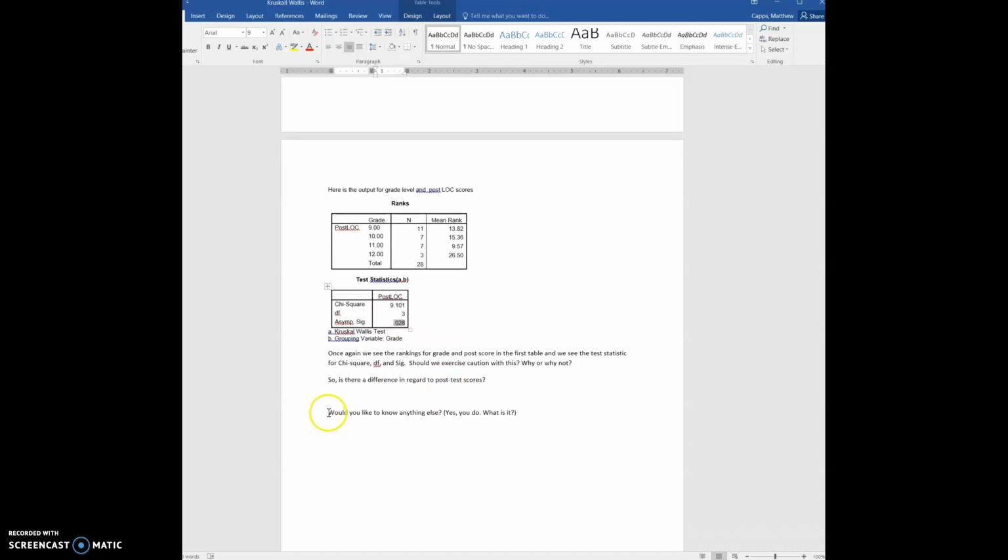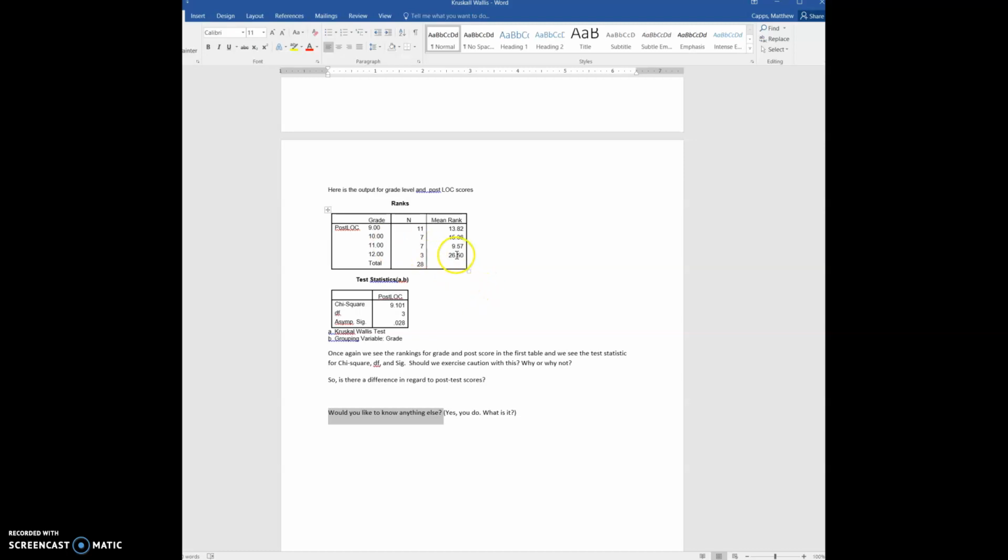So here's the magic question. Would you like to know anything else? Yes, you do. You'd like to know, okay, there's a difference. Where is the difference? Here's the downside of Kruskal Wallis, it does not have a post hoc test like an ANOVA does. And there's different solutions that have been hypothesized to that.